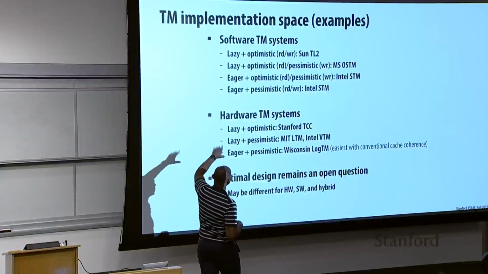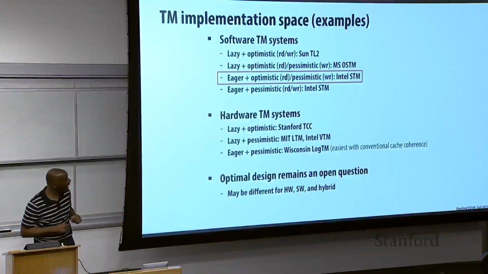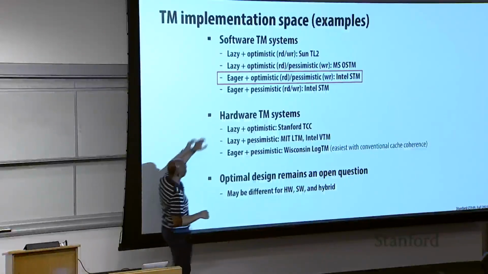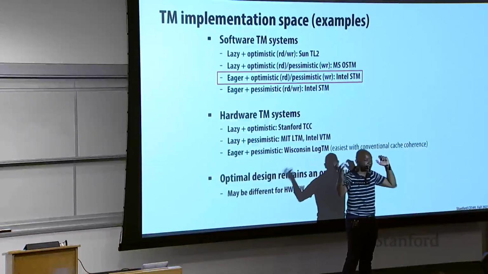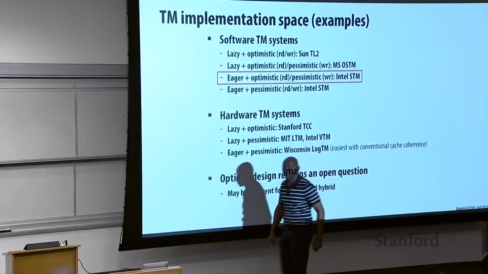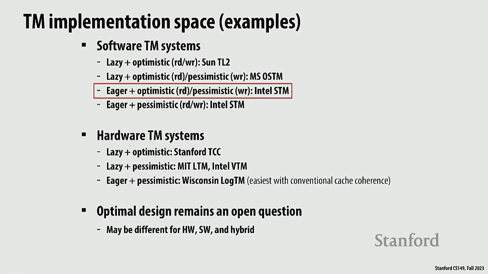So those are the software systems. The software system that we're going to look at is in fact a kind of hybrid that is eager optimistic for reads but pessimistic for writes. And we'll see how you can have both at the same time by treating reads and writes slightly differently.